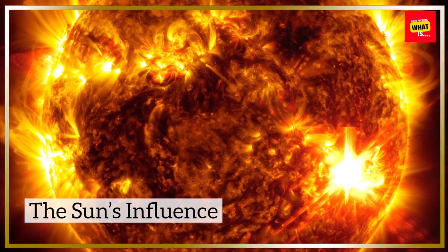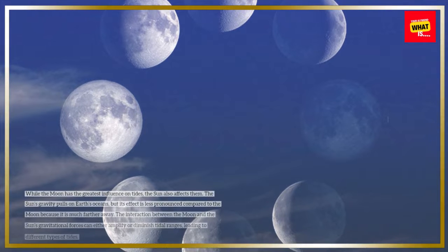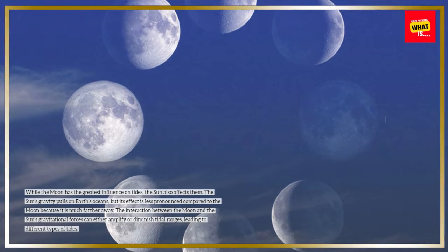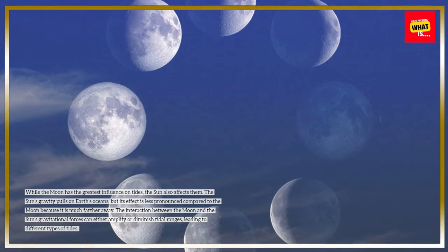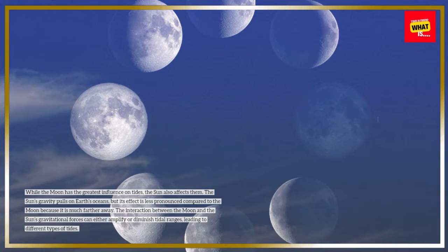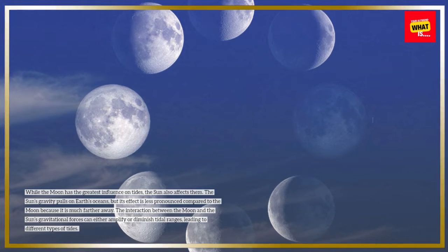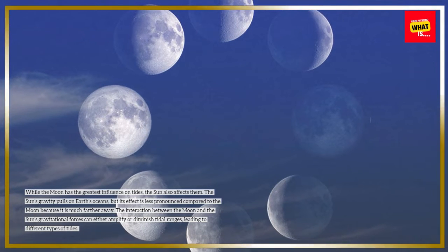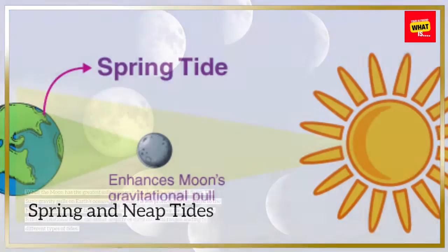The Sun's influence. While the Moon has the greatest influence on tides, the Sun also affects them. The Sun's gravity pulls on Earth's oceans, but its effect is less pronounced compared to the Moon because it is much farther away. The interaction between the Moon and the Sun's gravitational forces can either amplify or diminish tidal ranges, leading to different types of tides.